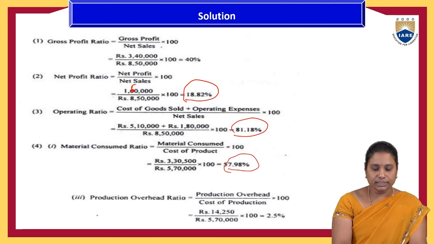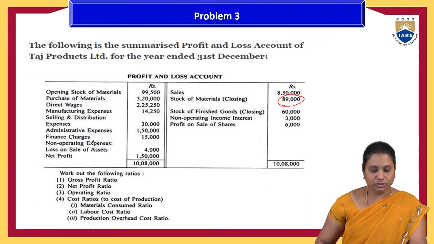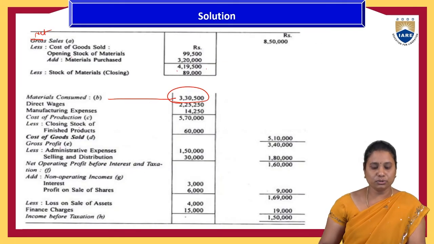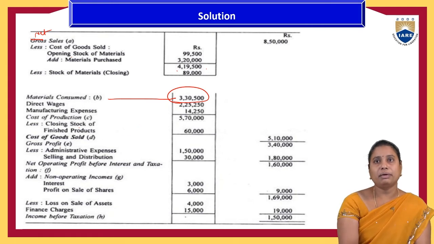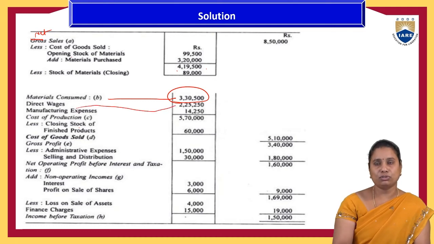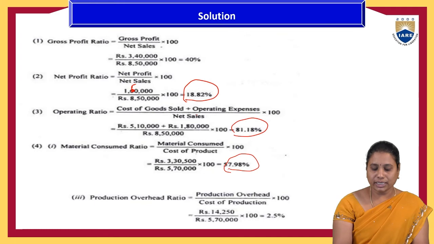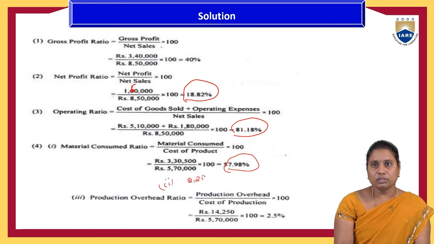And next thing is the second problem, they have asked us to calculate labor cost ratio. Here the labor expenses were not provided, but we can take the direct wages information, that is 2,25,250. If we want to calculate, that is 2,25,250 divided by 5,70,000 rupees into 100. We can take this one.